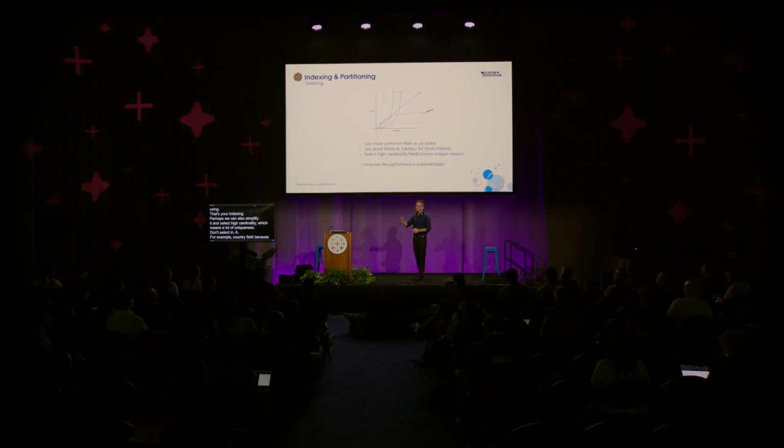And select high cardinality, which means a lot of uniqueness. Don't select, for example, a country field, because then you have a lot of repetitions. Select something like ID. That will be the best, that will be the easiest way. And this will improve your performance exponentially or logarithmically.